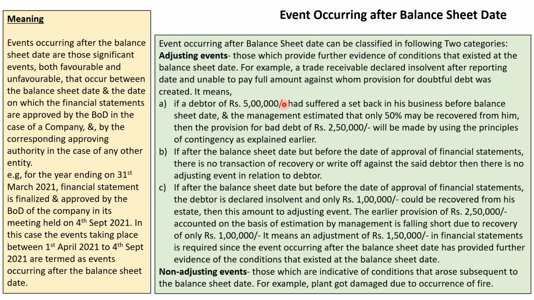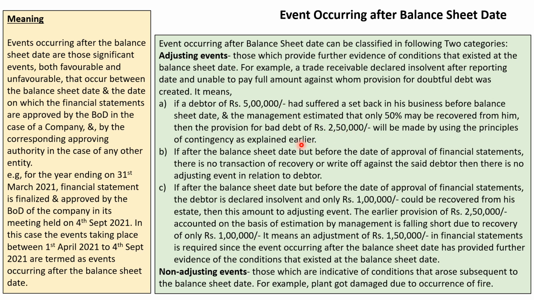If a debtor of rupees 5 lakh had suffered a setback in his business before the balance sheet date, so before we prepare our balance sheet, before 31st March, there is one debtor in our balance sheet of rupees 5 lakh, who has already suffered a big setback in his own business, and the management of our business has estimated that only 50% may be recovered from him. So out of 5 lakh, we may be in a position to recover rupees 2,50,000.